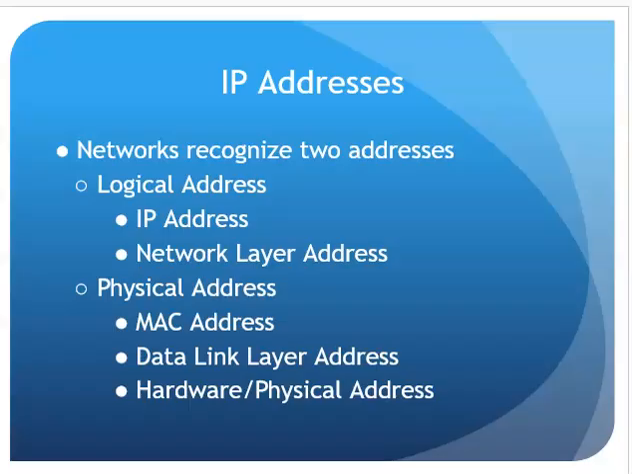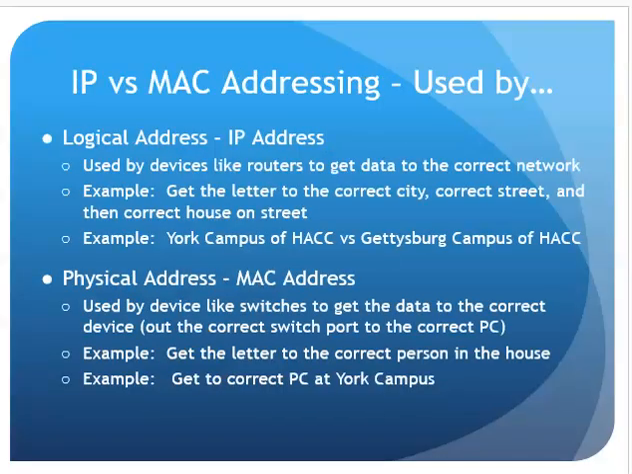Well, if we remember the function of each of these, a lot of this addressing is a little easier. My logical address is used to get a piece of data through a network and through the internet, if you will, to the correct network. My example I always use is a certain campus of HACC. So it's coming through the internet and needs to get to the York campus of HACC as opposed to the Gettysburg campus. Once that chunk of data gets to that router and gets to the York campus, the router and IP address, if you will, is kind of like, I'm done. Something like a switch is going to get you to the correct node. And then we move on to the MAC address.